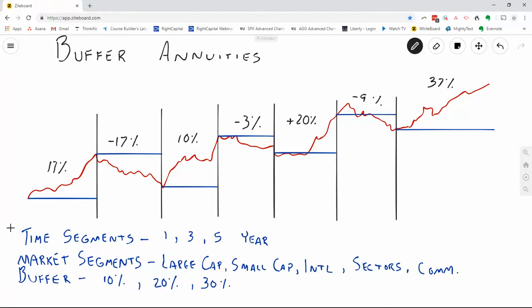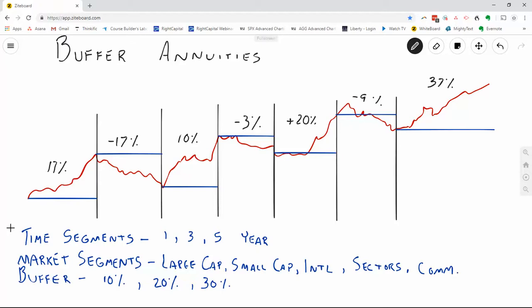But here's where the unique part of the buffer annuity comes in. And that's the final decision. That is, how much protection do you want during that particular time period? So the company will actually buffer, or they will actually take the loss of the first 10% or 20% or 30% of that particular time segment.